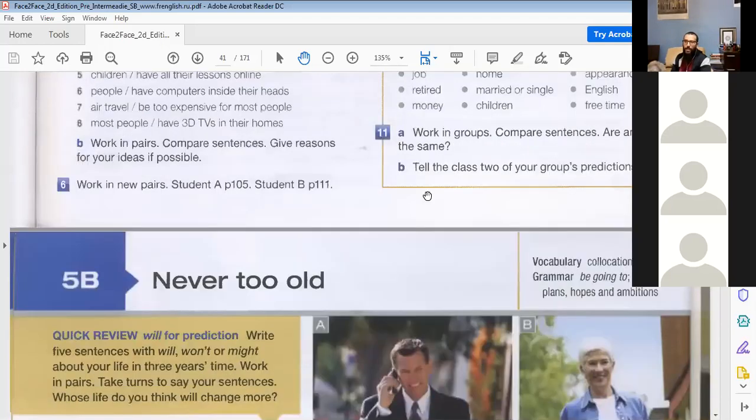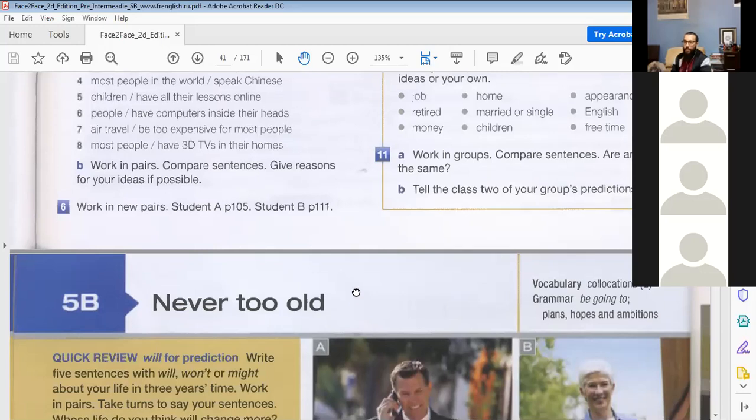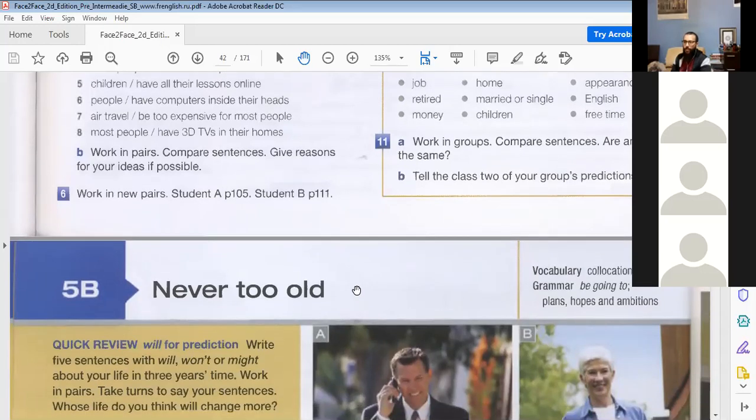But what's the difference between saying in 2030 I'll probably be married and saying I'm going to get married next month? Is there a difference or is it the same? Of course it's different, because next month it's like the plan, but 2030 seems to be a prediction.